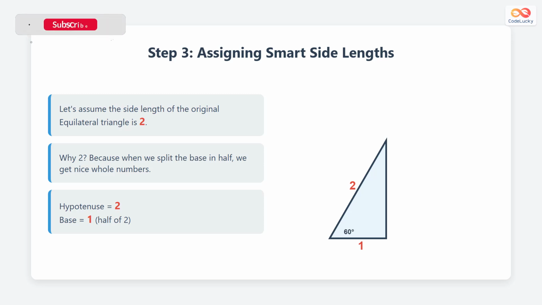Now for a clever trick to make the math easy. We could use variables like x, but it is much simpler to just pick a number. Let's assume the side length of our original equilateral triangle is 2. Why 2? Because when we split the base in half, the new base of our right-angled triangle becomes exactly 1. So, our hypotenuse is 2, and our base is 1.